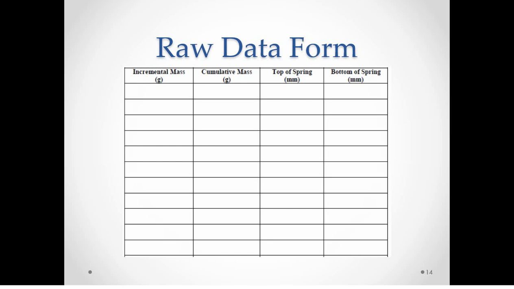Before you begin the data collection, you will need to set up a data collection sheet with 4 columns. The first column will contain the incremental mass that is added to the bucket. The second column contains the cumulative mass suspended from the spring. The third column is for the reading from the ruler for the position of the top of the spring coil. And the fourth column is for the reading from the ruler for the position of the bottom of the spring.